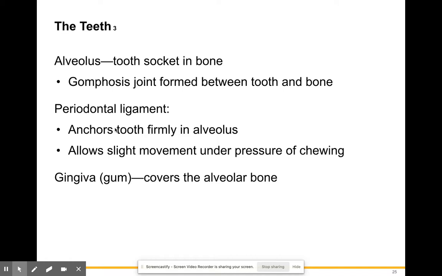The periodontal ligament is a ligament that helps to anchor the tooth into the alveolus. Just like other joints, there are ligaments to help keep those two things together. It does allow slight movement under the pressure of chewing, so it's not completely rigid. And your gums are called the gingiva. The gingiva covers all of the bone of the mandible and maxilla, including the sockets where the teeth sit.